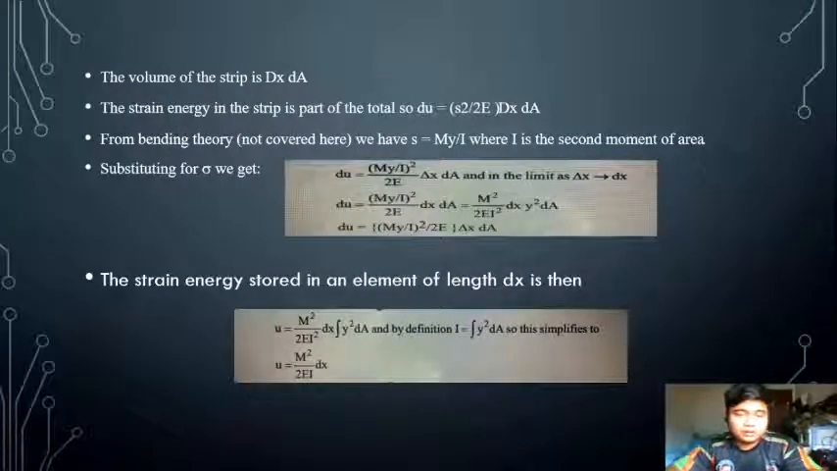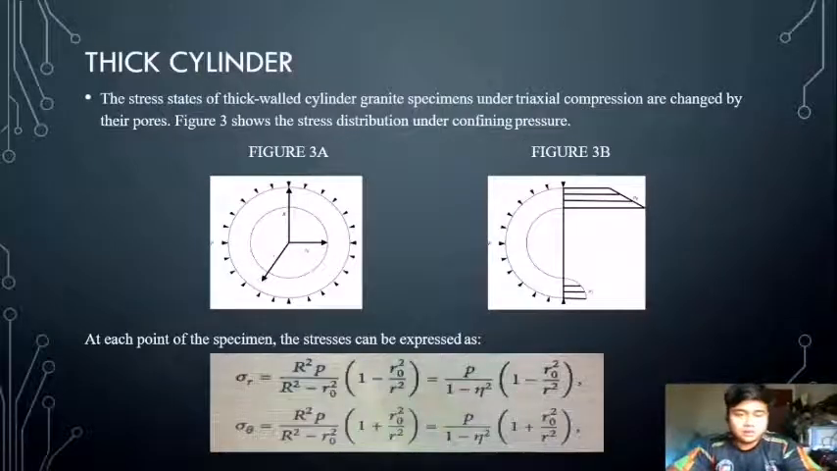The volume of the strip is dx dA. The strain energy in the strip is part of the total, so dU equals just like the equation. Okay, the last one is the thick cylinder.